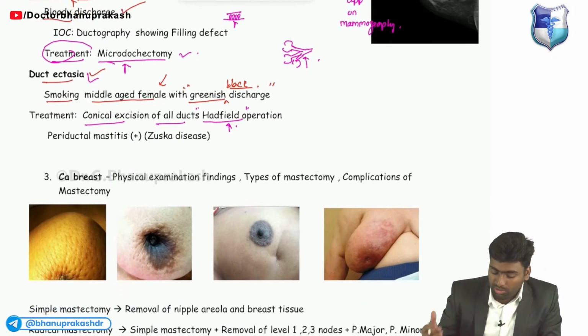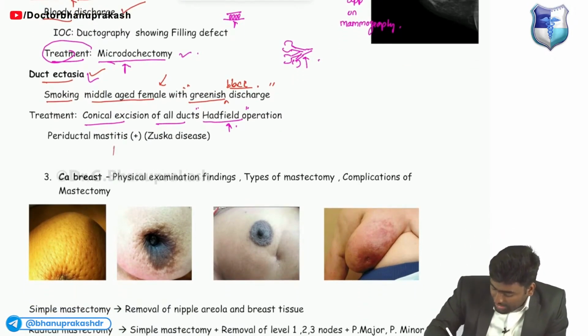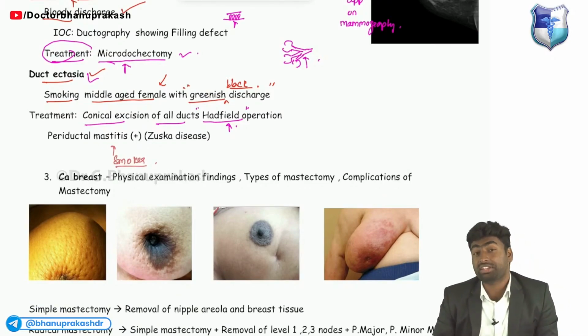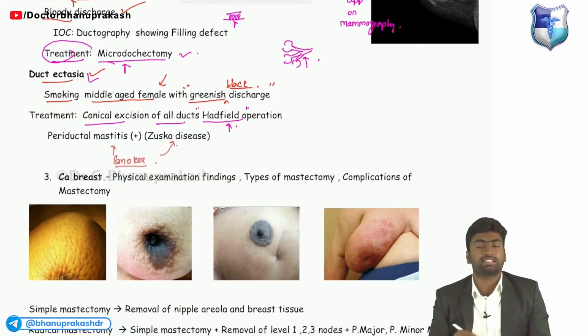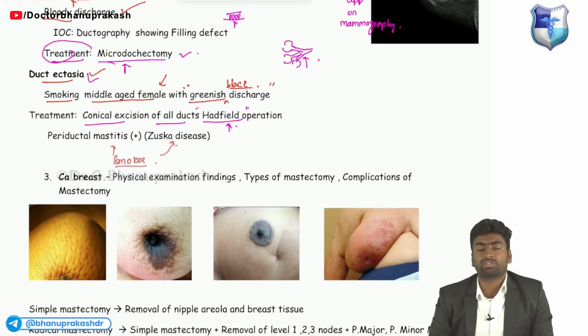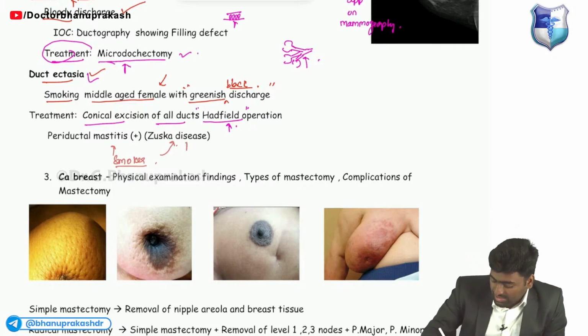Okay, and there is one more condition which is seen in the case of smokers. Smokers with recurrent mastitis, it will be known as Zuska's disease. Remember, it is known as Zuska's disease.